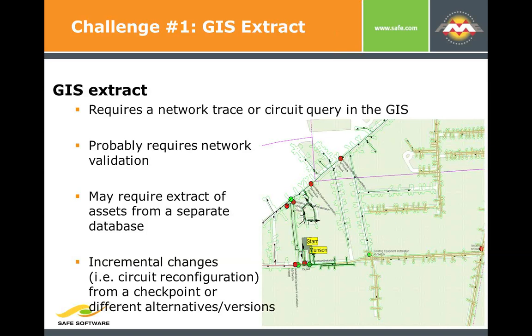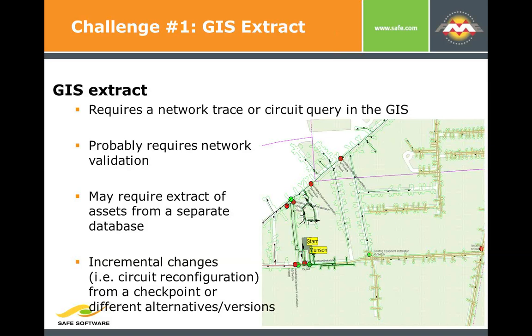So typically that's done by circuit or feeder or something. So you need some sort of a network trace to go on, query the circuit in the GIS, and then make that available to the external system that you're going to export to. That could be something as simple as making a SQL call or a predicate if you're a Smallworld user to pick out a particular feeder or a circuit.